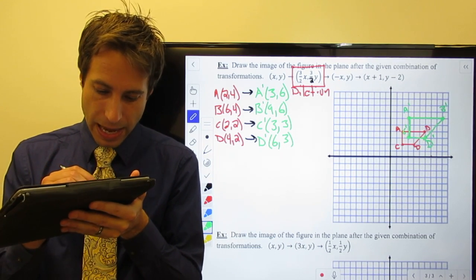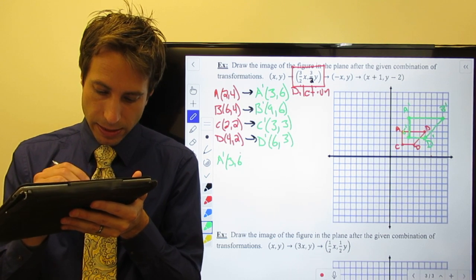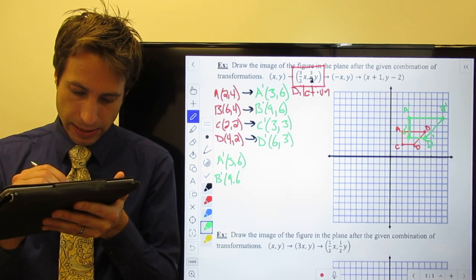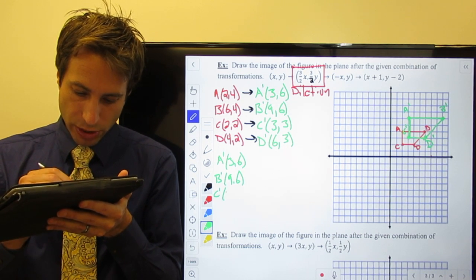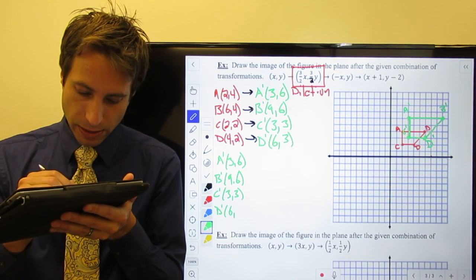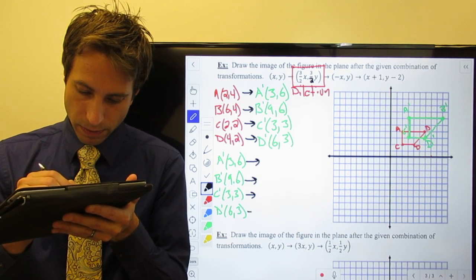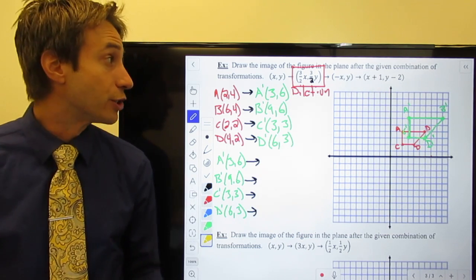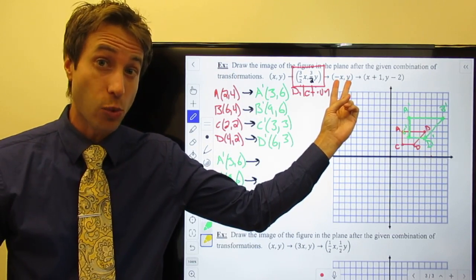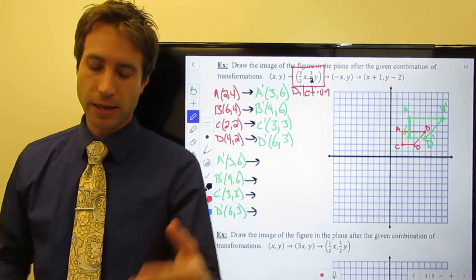So, A prime, which is at 3, 6, and B prime, which is at 9, 6, and C prime, which is at 3, 3, and D prime, which is at 6, 3. Perform the transformation. Let's do it in yellow. I'm going to leave the coordinates as is. Please look, it's still x, y. The only difference, they want me to make the x coordinate negative.